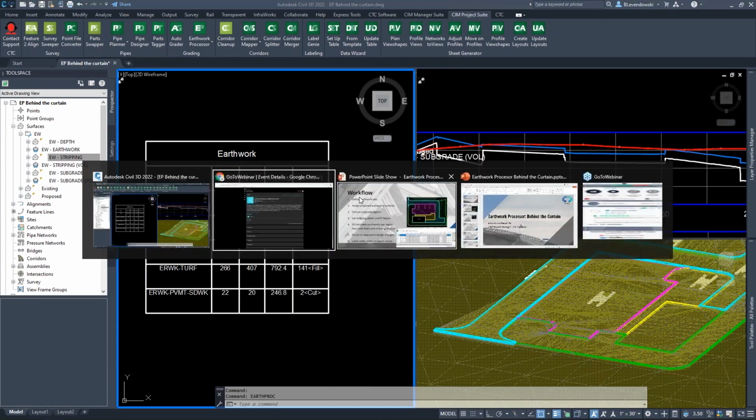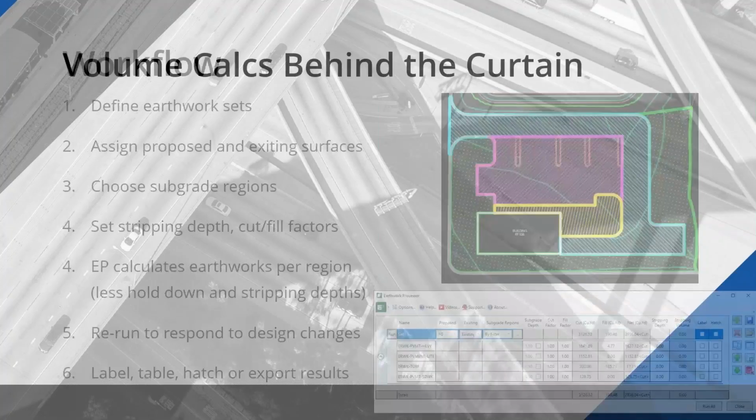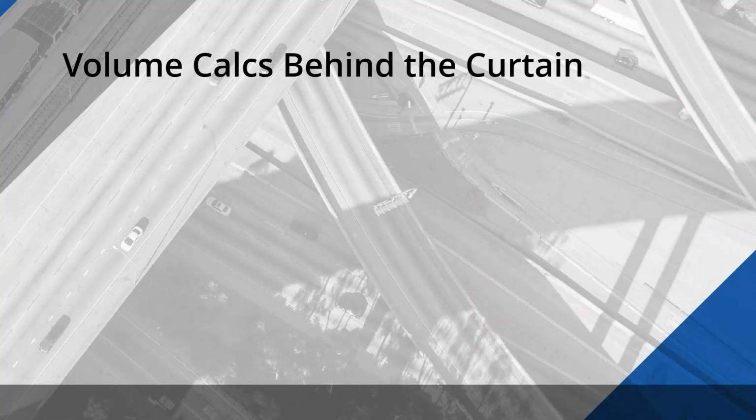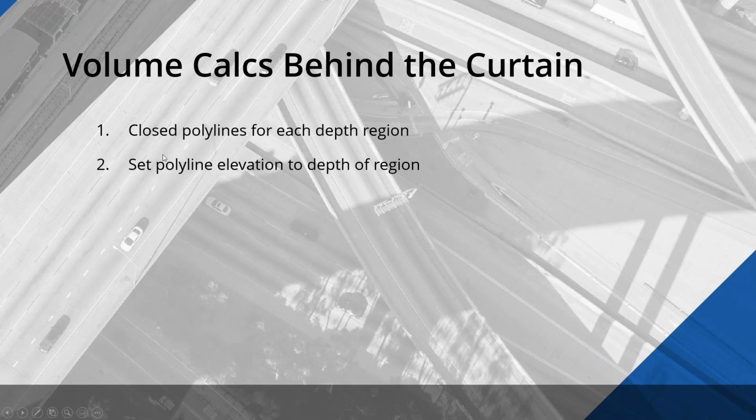So that's the gist of what I wanted to show you guys. Kind of a little recap. I wanted to underscore what is happening with those surface calculations behind the scenes. Okay, we started with closed polylines for each depth region or each hold down region. We set the polyline elevations to be the depth or the hold down value for each of those regions. Earthwork Processor then created a depth surface from those regions, just polylines as break lines in the surface.